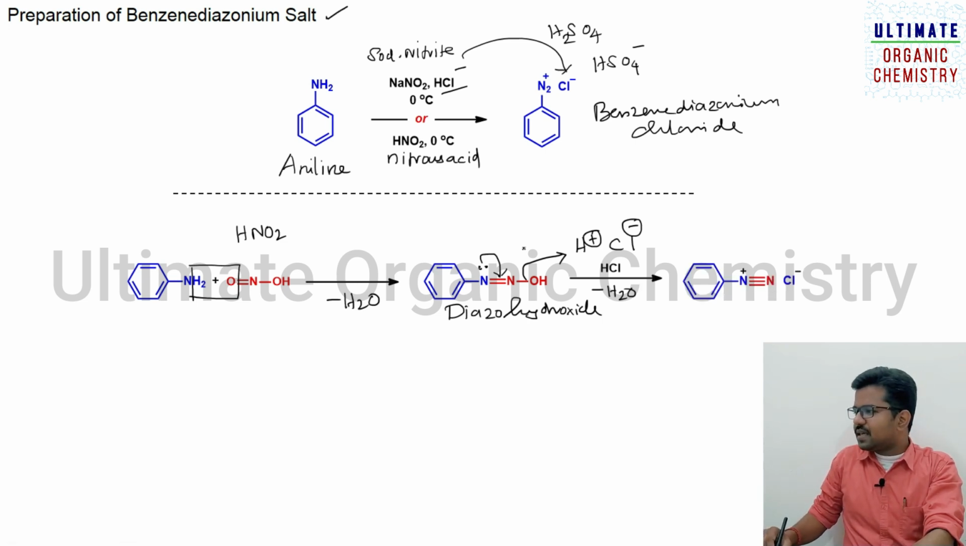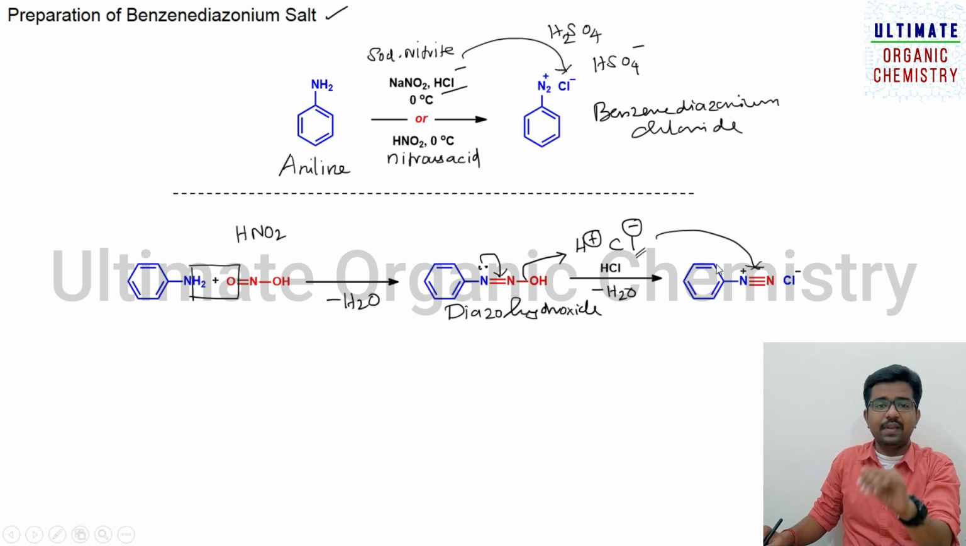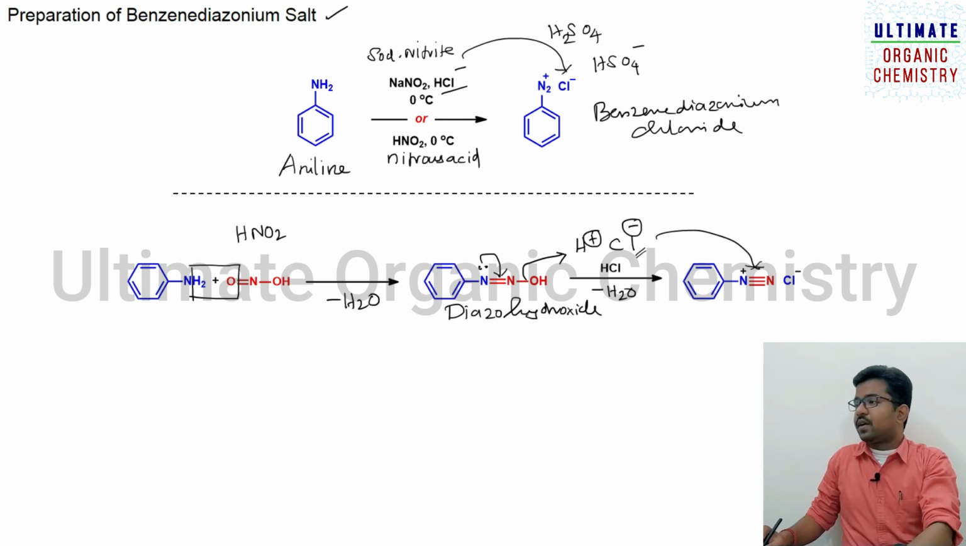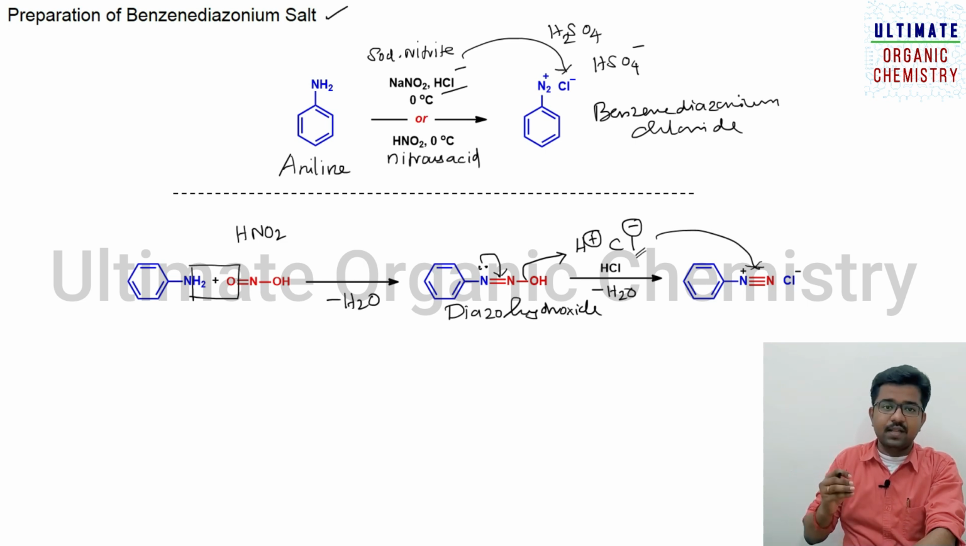Since nitrogen has donated its pair of electrons, it has generated a positive charge, and this Cl minus remains here, because whenever you have a cation, you will have an anion also. Okay, this is the mechanism for the preparation. This is a shortcut mechanism, not a perfect mechanism. Right, let us discuss the reactions of benzene diazonium chloride.